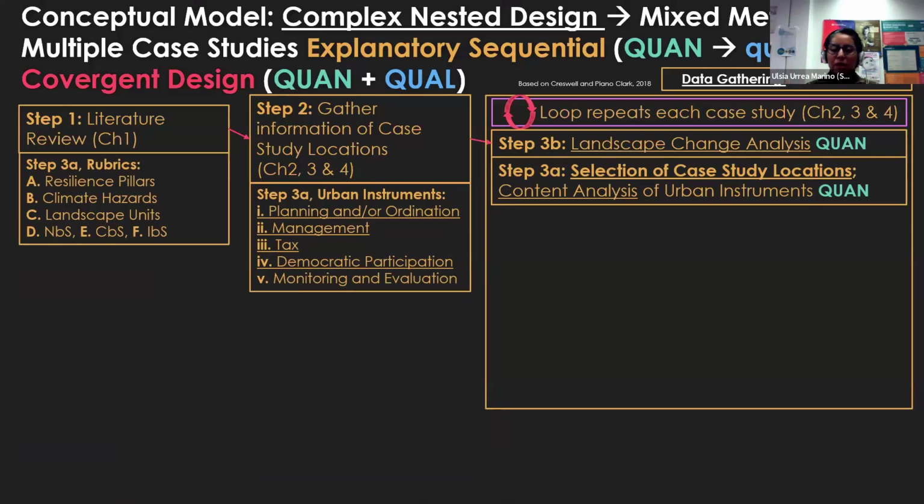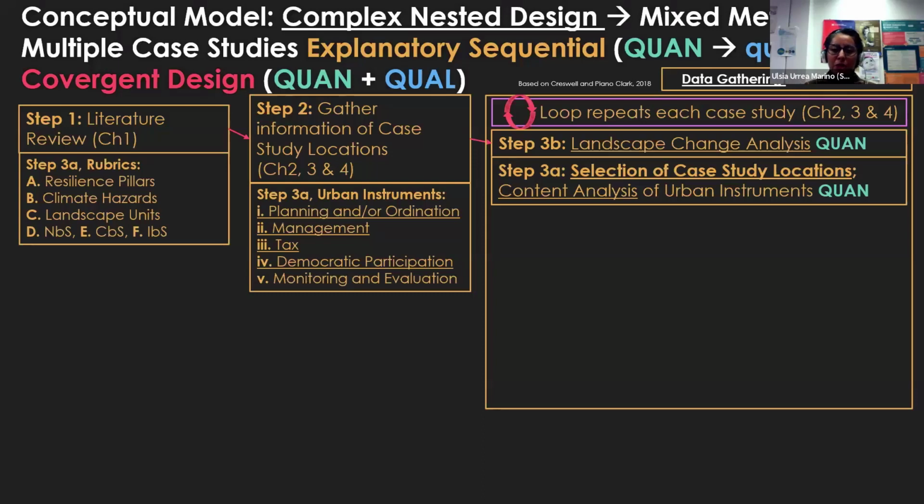The first one is the resilience pillars, then the climate hazards, then the landscape units. This is related to all the ecosystem habitats or land uses that happen on the territory: mangroves, coastal dunes, seagrasses, developed areas, crop lands, whatever. And then one code book related to each solution that I identify: nature, community, and infrastructure-based solutions.